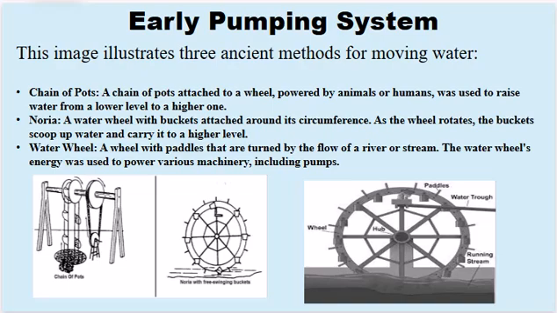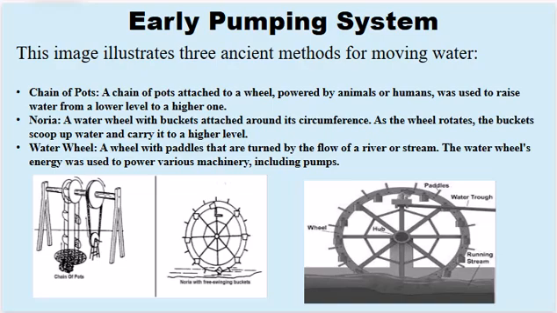Noria. A noria is a water wheel with buckets attached to its outer rim. As the wheel rotates, the buckets scoop up water from a lower level and carry it upwards. This method is more efficient than the chain of pots, as it can move larger volumes of water.